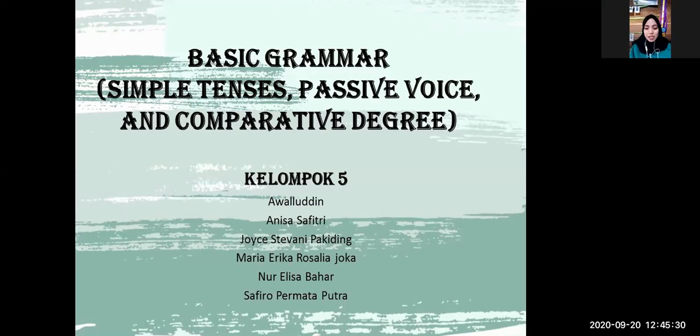Thanks to the chance given to our group to present about asking and giving opinion. Here we will present material about basic grammar. We are group 5, which consists of Awaluddin, Anisa Safitri, Joyce Stefani Pakiding, Erika Rosalia Joka, Nur Elisa Bahar, and Safiro Permata Putra. We'll explain our discussion results. The first presentation will be delivered by Anisa. Anisa, time's yours.